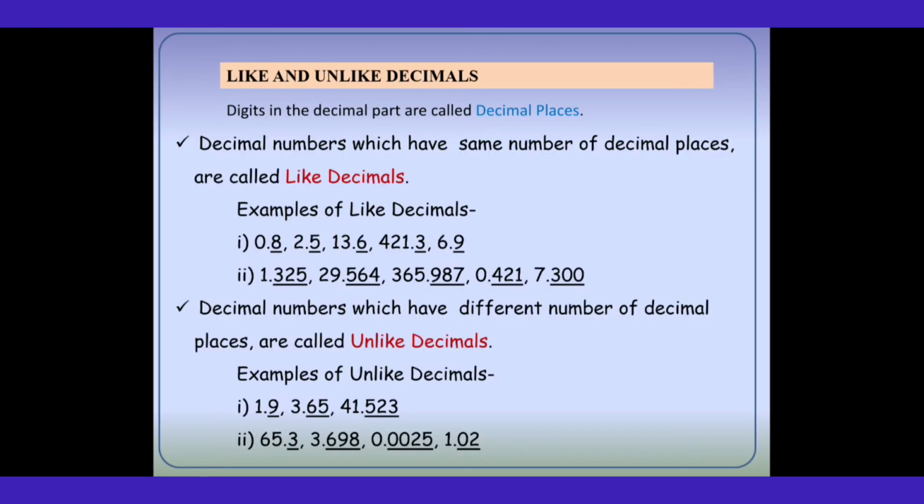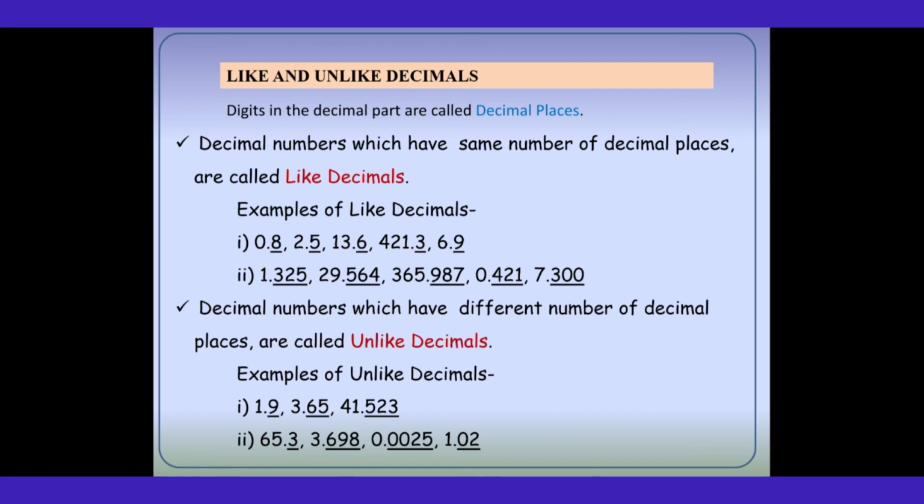Now the next thing, like and unlike decimals. What are like and unlike decimals? Decimal numbers which have the same number of decimal places are called like decimals, and decimals which have a different number of decimal places are called unlike decimals.